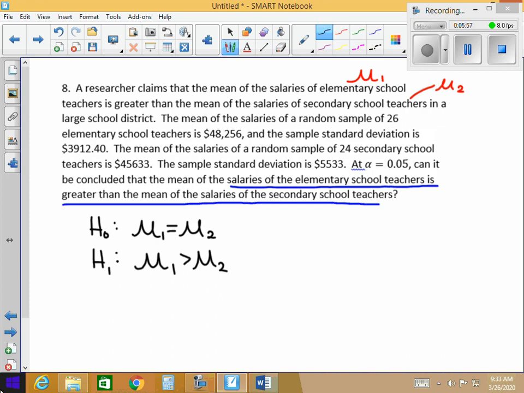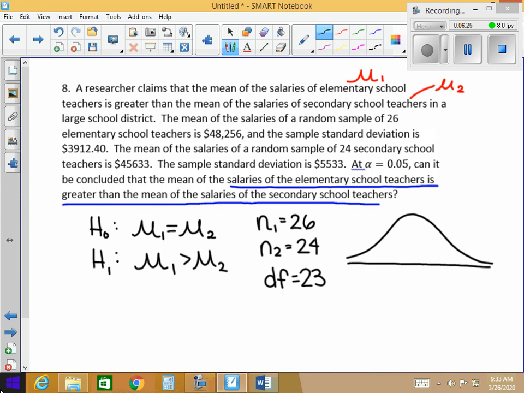My sample sizes here are also different. Sample 1 is 26, and sample 2 is 24. So if I take 1 away from each sample, I've got 25 and 23. I choose the smaller of those, which gives me 23 degrees of freedom. My level of significance here is back to 0.05.